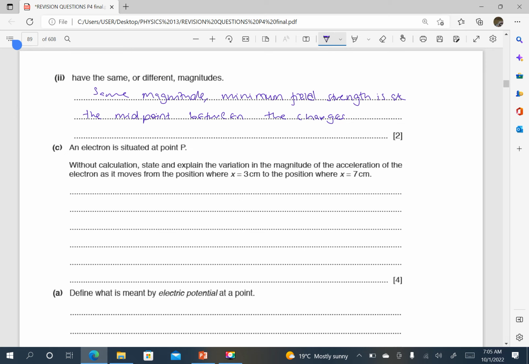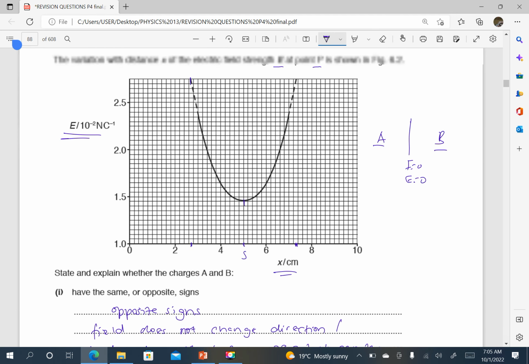An electron is situated at point P. Without calculation, state and explain the variation in the magnitude of acceleration of the electron as it moves from the position where x is 3 centimeters to the position where x is 7 centimeters. So we go to the graph. The position where x is 3 centimeters is around here in the middle. Then the position where x is 7 centimeters is around here.